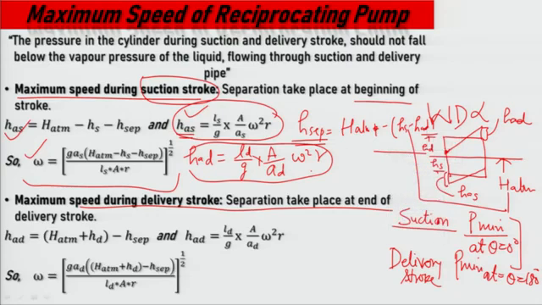Again, how do you calculate it? Similarly, the total pressure is H atmospheric plus H ad plus H d minus H ad, and that becomes H separation. So, we can easily solve for H ad. By this way we calculate omega. Just compare both the cases, because it becomes a root in both cases, to find the maximum speed of the reciprocating pump. Okay.